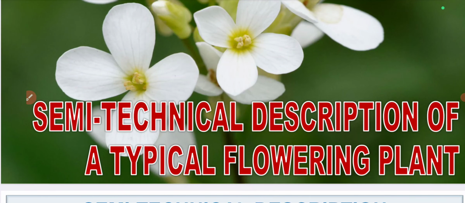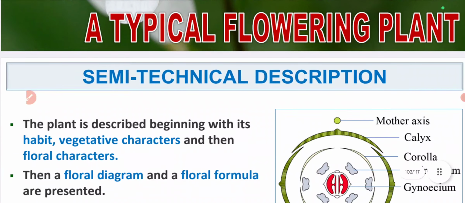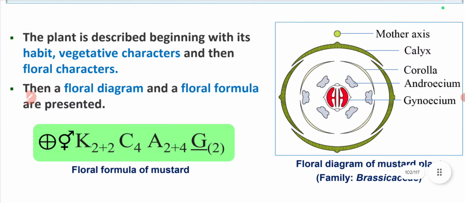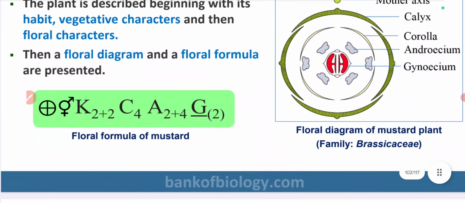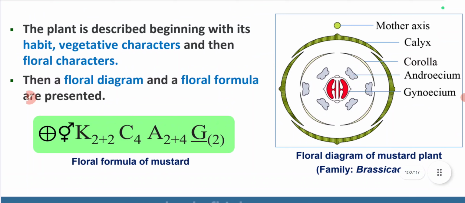Semi-technical description of a typical flowering plant means the plant is described beginning with its habit, vegetative characters and then floral characters. Then a floral diagram and floral formula are represented. Like this, it is a floral formula of a mustard and diagram of the mustard plant, family Brassicaceae.